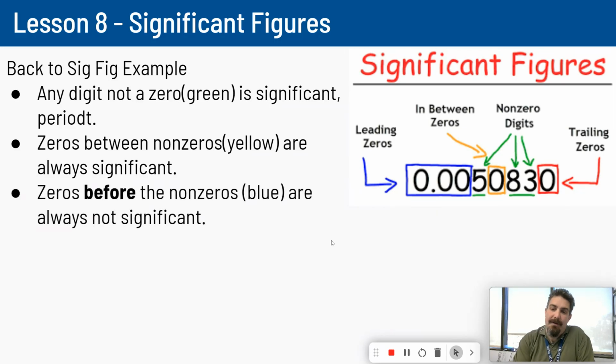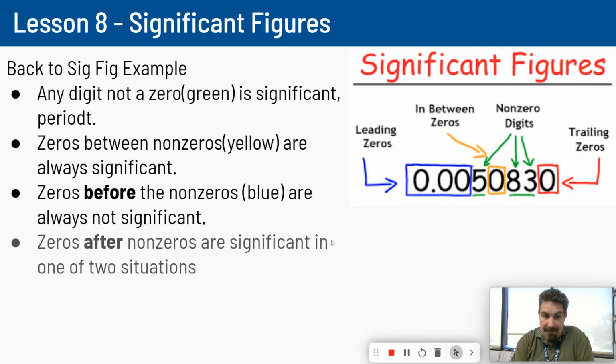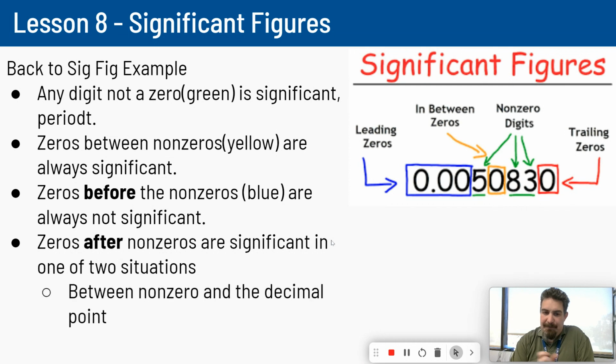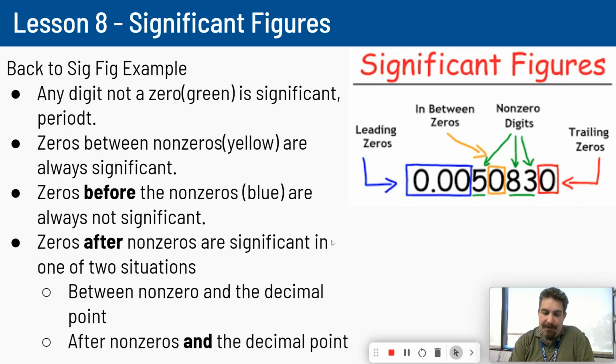Zeros before non-zeros, like you see in blue, are not significant. Zeros after are significant in one of two situations: if it's between the non-zero and the decimal point, or if it's after the non-zeros and the decimal point.